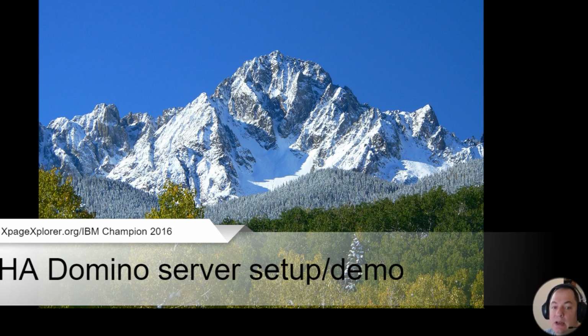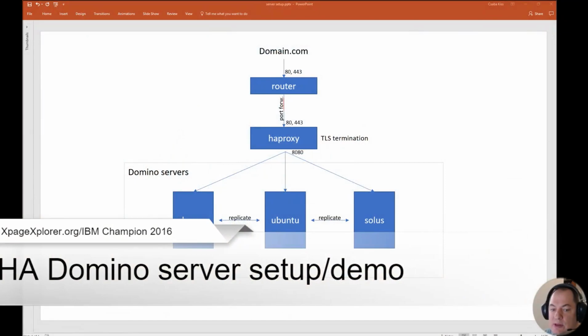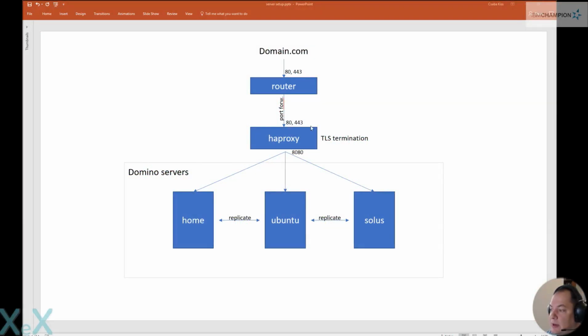So let me start with the conceptual server setup that I have. As you can see, the information flow is coming from the outside world, from the internet. It hits the router, it goes to haproxy, and haproxy transfers the data either to the home, Ubuntu or Solus Domino servers, and all these servers are listening on port 8080, and they are on a private network and not accessible to the outside world. Physically the home, Ubuntu and Solus machines are all connected to the router, but conceptually you can see that the data flow is this way.